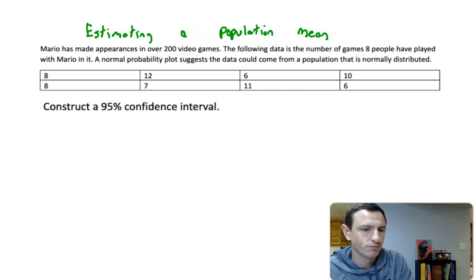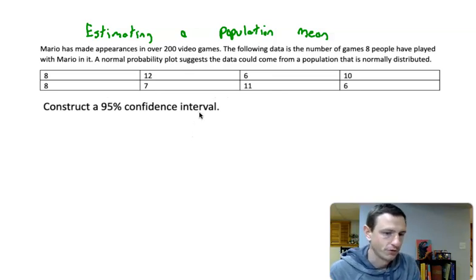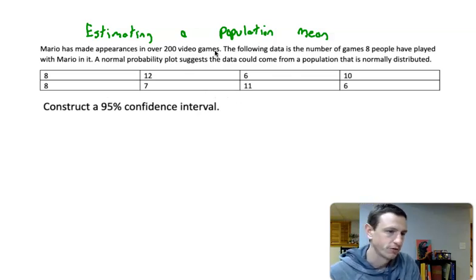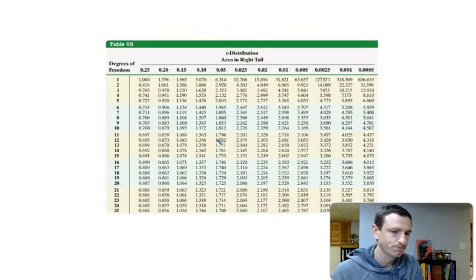So with the population mean, you want to make sure you know when we are using the normal distribution and when we are using the t-distribution. The population mean is a t-distribution. Student's t-distribution is what we're going to be using, and I have the t-distribution here.